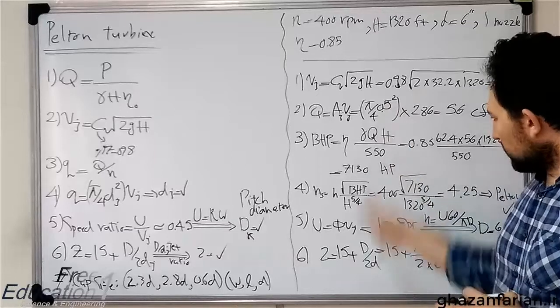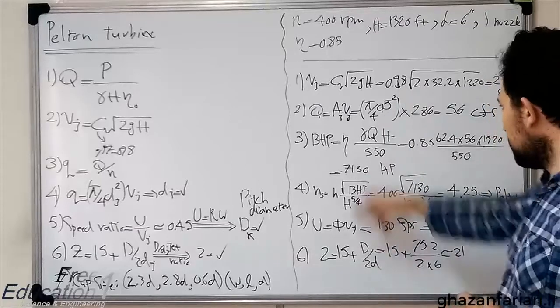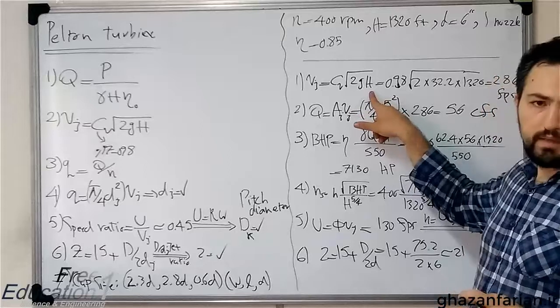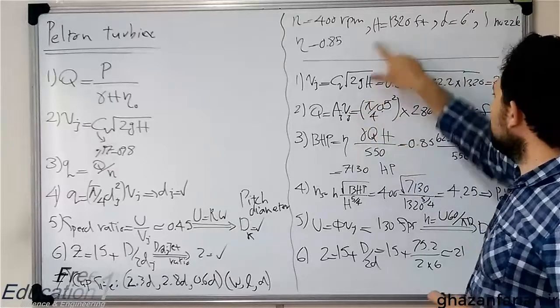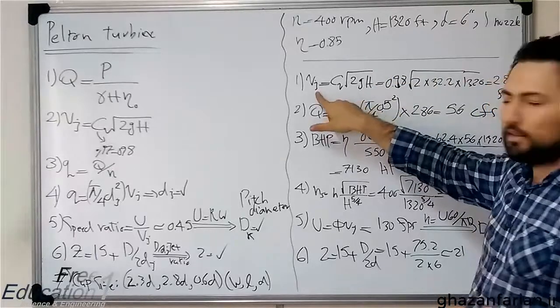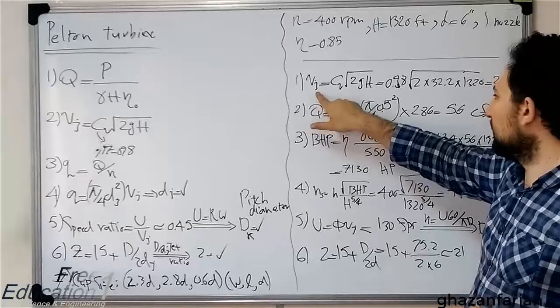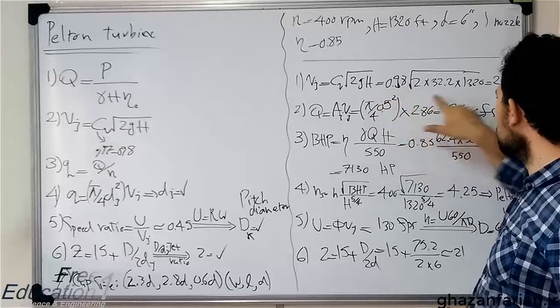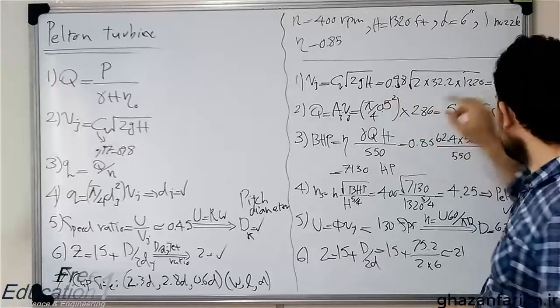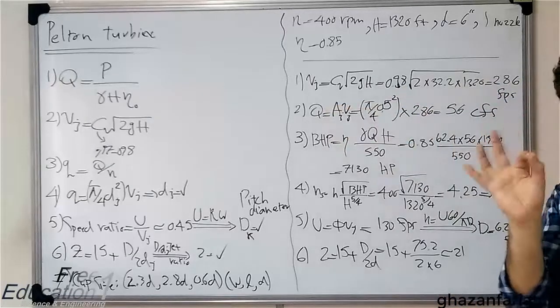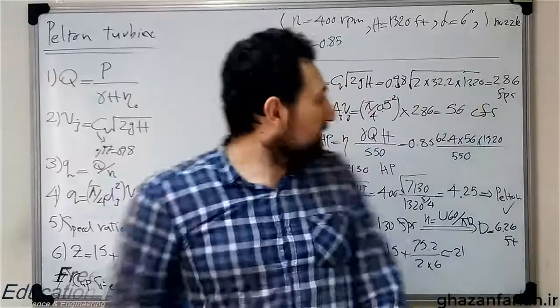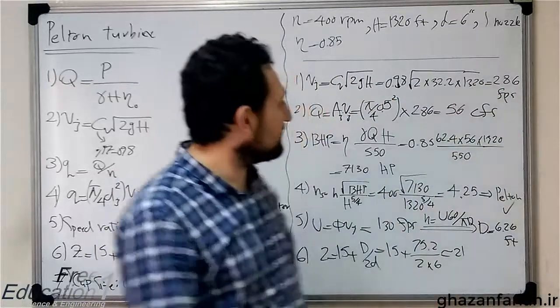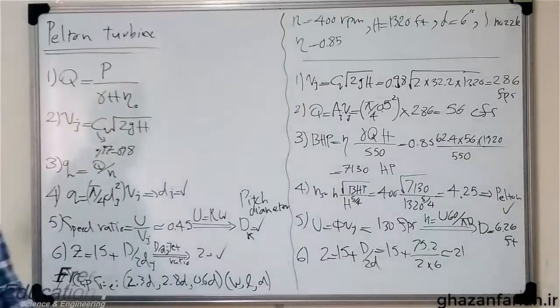Okay, let's start the procedure of design. At the first step, you have the head. Head is given here, so you can simply compute the required jet velocity. CV is a constant, 98.98, and the process is straightforward. So the jet velocity which leaves the nozzle is about 286 foot per second.